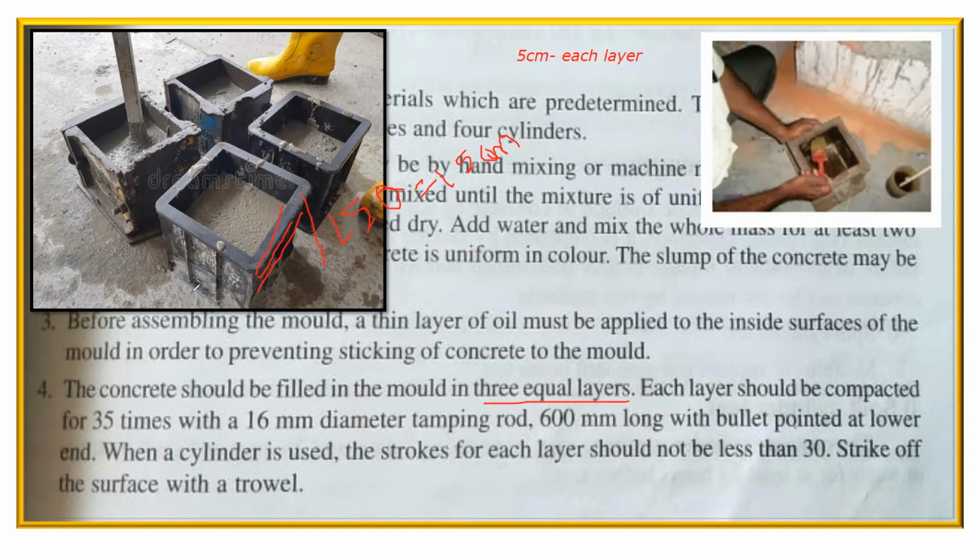So first we'll fill 5 centimeter. We'll do the tamping with the help of a rod so that there are no voids. Again, we are going to fill another 5 centimeter and do the compaction again. Another 5 centimeter, and we'll do the compaction. Hence, 3 equal layers.